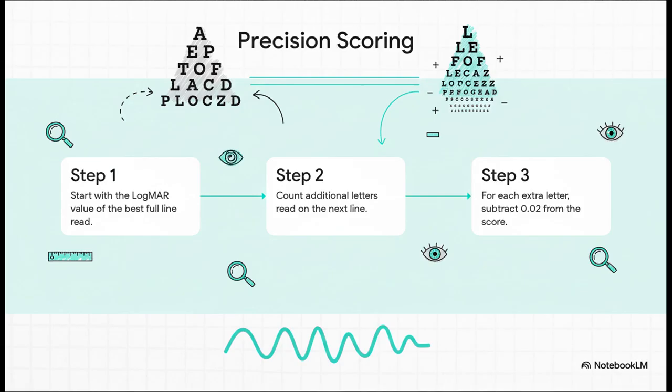And this brilliance extends to the scoring too. You're no longer just marked on the last full line you managed to read. With LogMAR, every single letter counts. So if a patient reads the 0.3 line, and then they get 3 more letters on the next one, their score isn't just 0.3. No, it's 0.3 minus 0.06, giving them a super precise score of 0.24. This level of detail is absolutely critical for tracking disease progression.